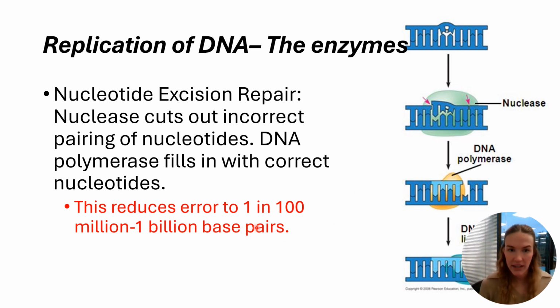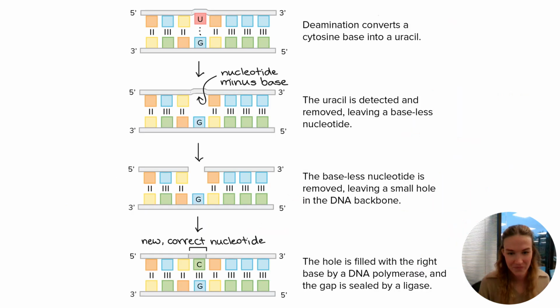And now our error rate is significantly reduced. Only 1 in 100 million to 1 in a billion base pairs. So way, way, way, way, way less error prone. By the way, lagging strand creates significantly more mistakes. And so this is going to be used a little bit more in the lagging strand in case you're curious.